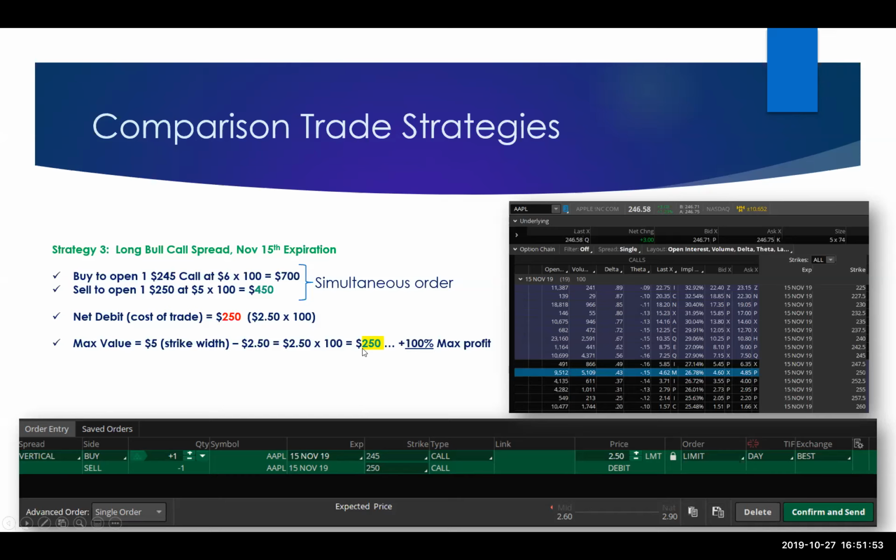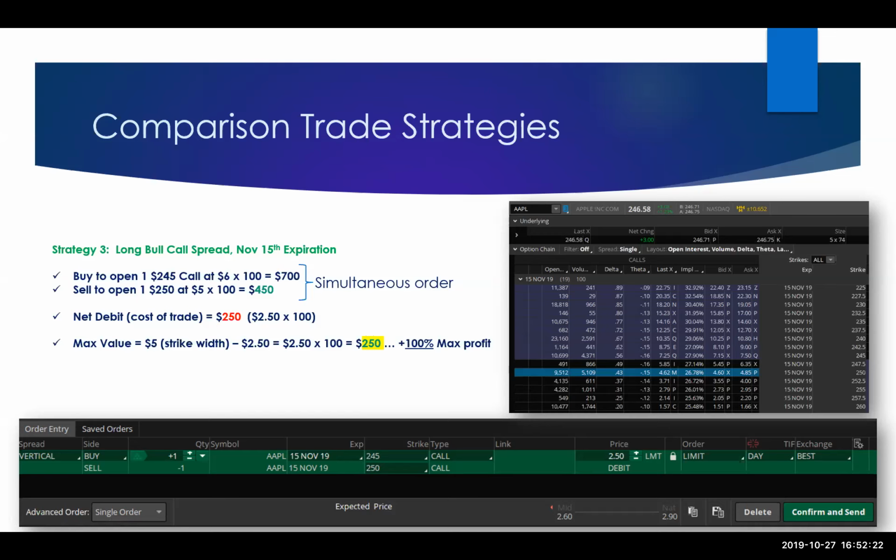But here's the beauty of that. That's 100% profit on my $250. Remember, in the previous example, I had to pay $700 to make $250. Now I could make a 100% return on my money, only putting out $250. Really neat, right? The good news and the bad news: the good news is, yeah, you can do 100% return. However, that's the maximum you can make.